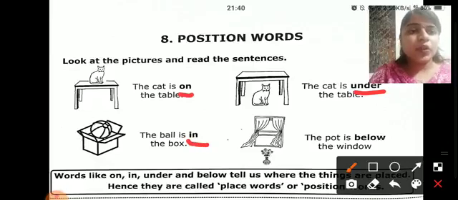The next picture, you can see what? You can see a window. Right? So, the pot is below the window. Right? The pot is below the window. So, what is our position word over here? Below. Underline the word below. Done? Good.